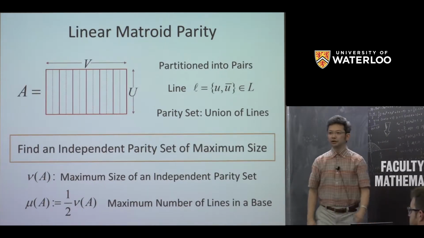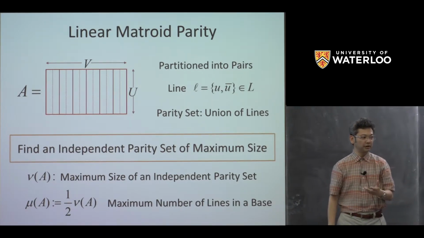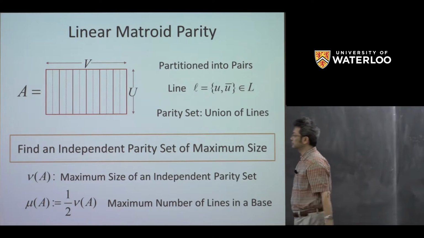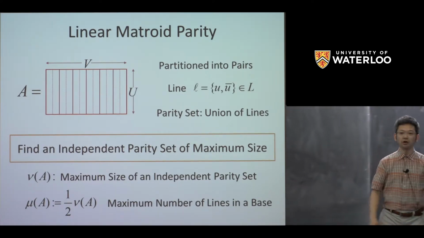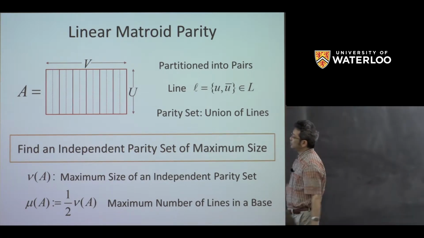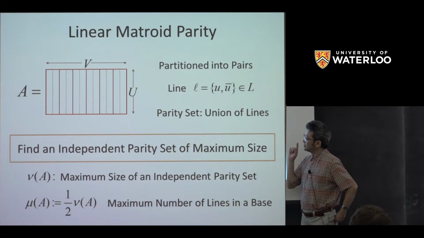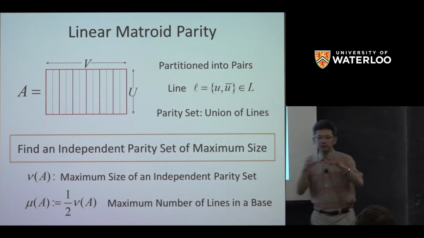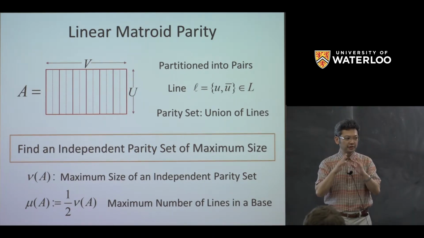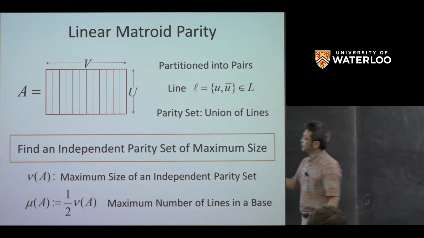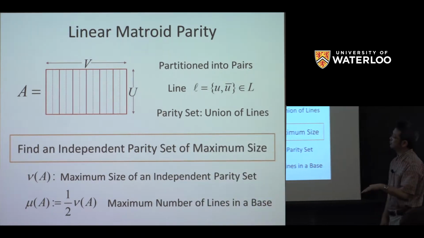So let me tell you in some detail how we can solve this linear matroid parity problem, so that we could have an idea of how to solve the weighted version as well. When we say that a matroid is linear, it means that it corresponds to the linear independence of the column vectors of a matrix. Now we are given a matrix A, and we say that the column set is V and the row set is U.